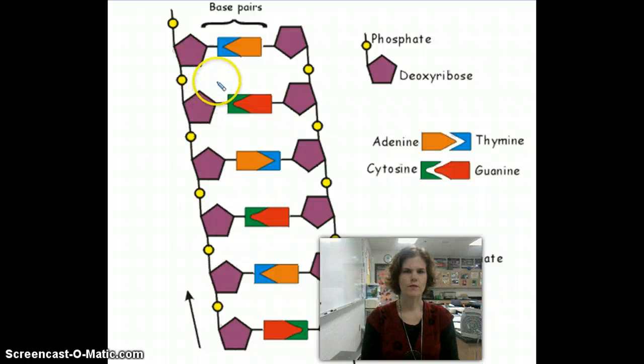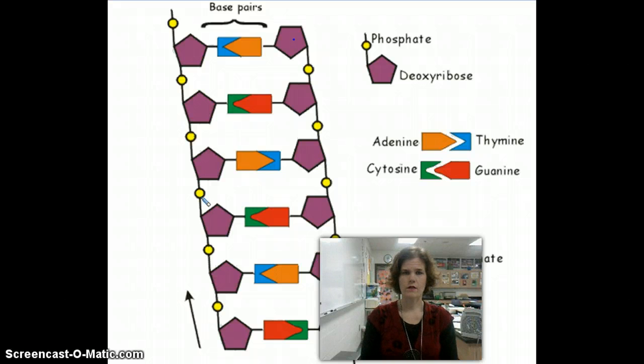Hey guys, I'm going to tell you a little bit about DNA structure. DNA stands for deoxyribonucleic acid. DNA is called DNA because it has deoxyribose as a sugar. As you can see here, you have your sugar, phosphate, sugar, phosphate, sugar, phosphate backbone all the way down on both sides. It makes a pattern.